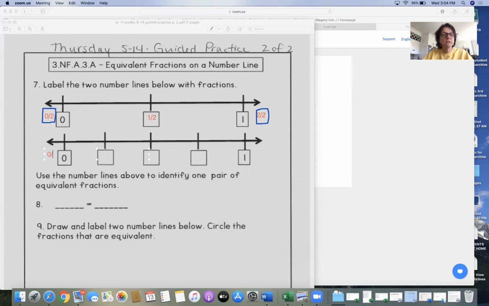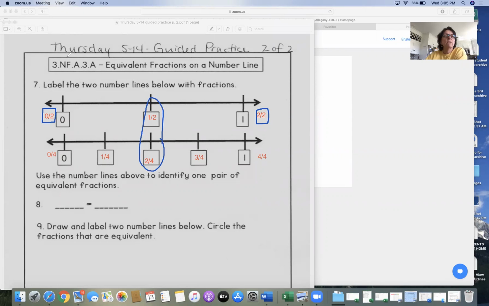So we had 0/4, 1/4, 2/4, 3/4, and last but not least, 4/4. Okay. Now that we have our fractions labeled, it should be pretty easy for us to find that equivalent fraction. And most of you hopefully saw this, that 1/2 and 2/4 were the same point on the number line. They're right above one another here, same distance from 0.